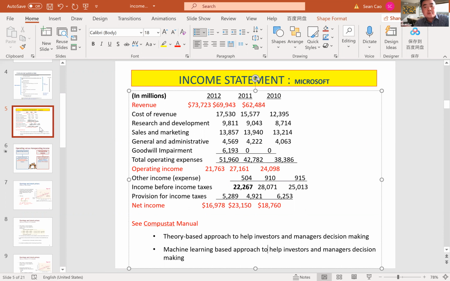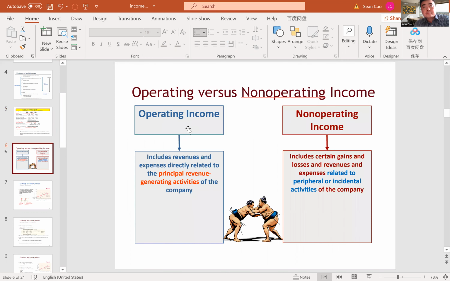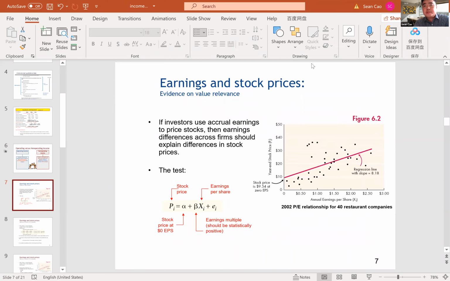Okay, that's the two approaches. So let's look at the income statement. Let's focus on a theory-driven approach now. So like I said, I want to focus on the primary business income, operating income. The non-operating income is like other income, side business income. So for every income, you can look at how much is from the primary business and how much is from the side business. This is a very simple regression.